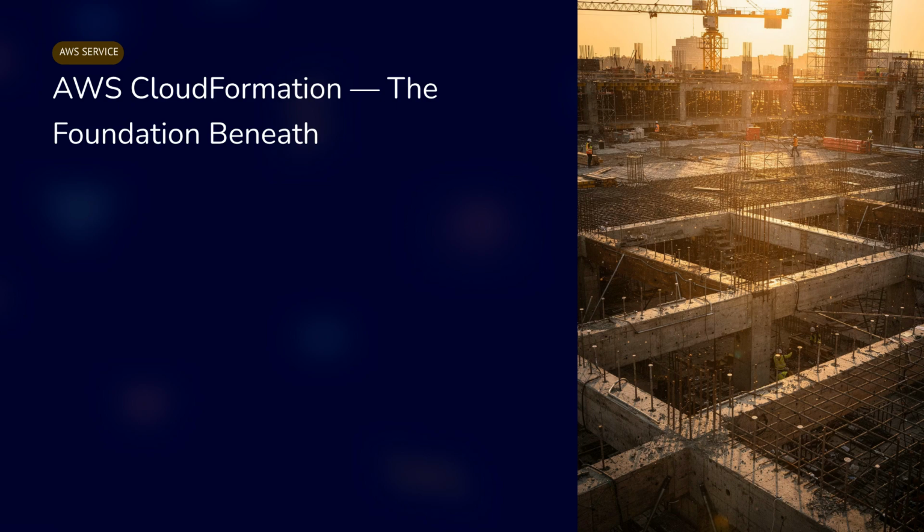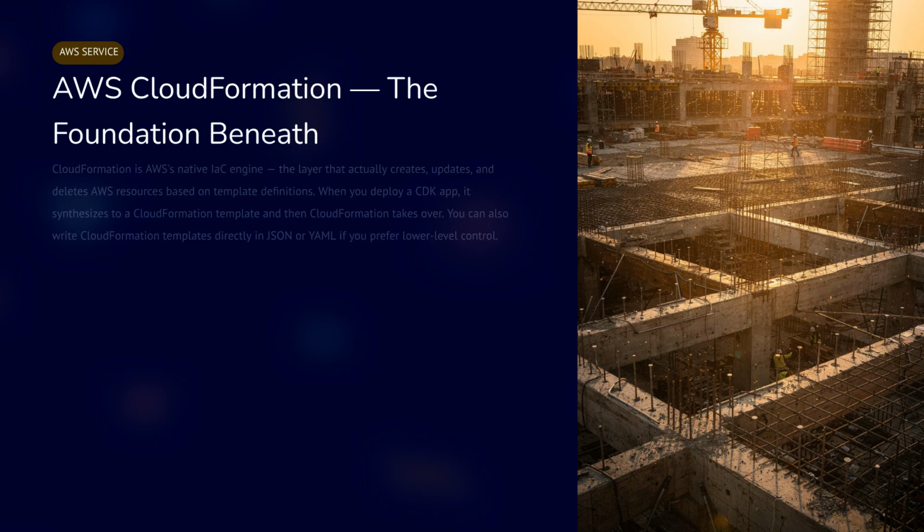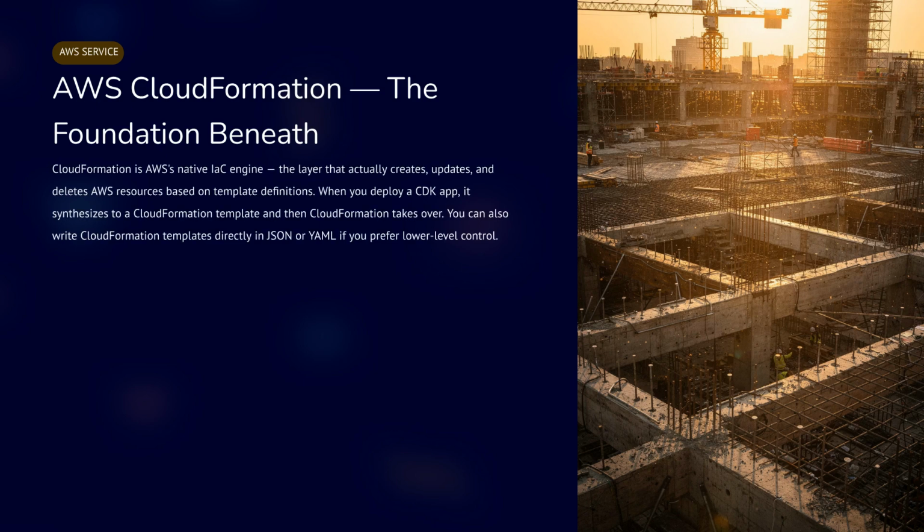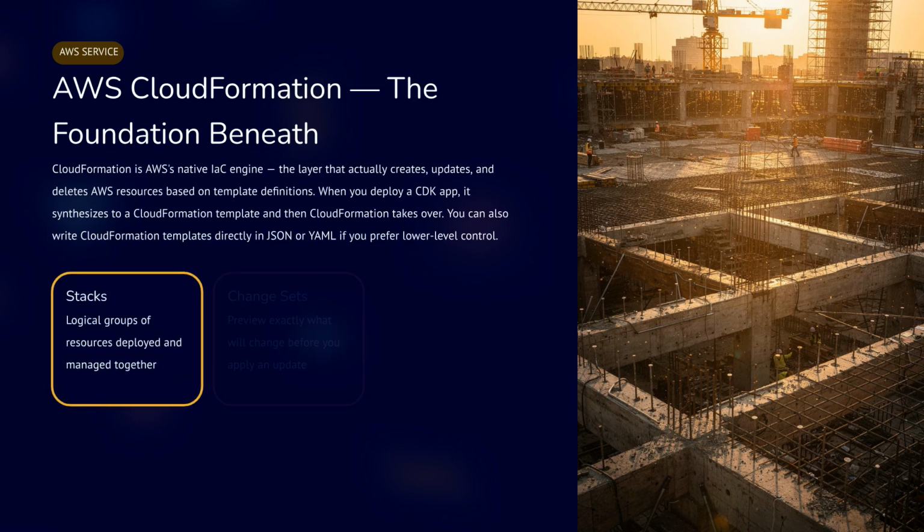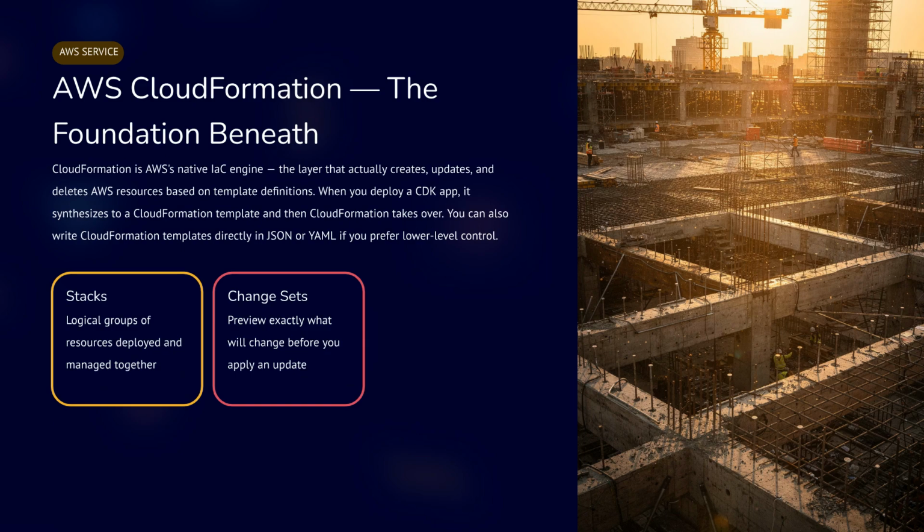AWS CloudFormation is the native IAC engine beneath CDK. It creates, updates, and deletes resources based on template definitions. Key features include stacks for logical grouping of resources, change sets to preview updates, drift detection, and automatic rollback if an update fails.